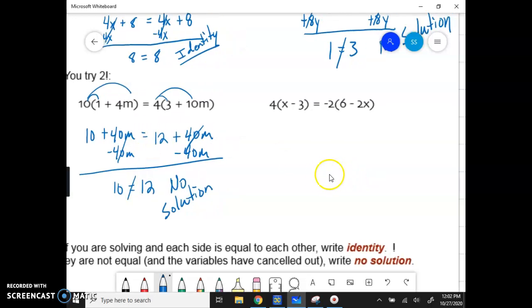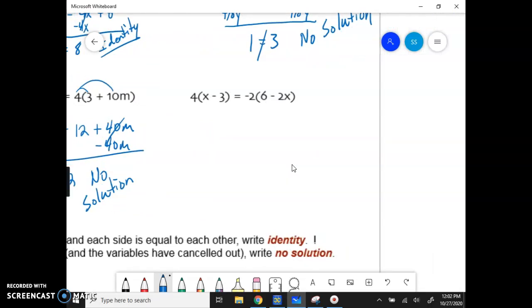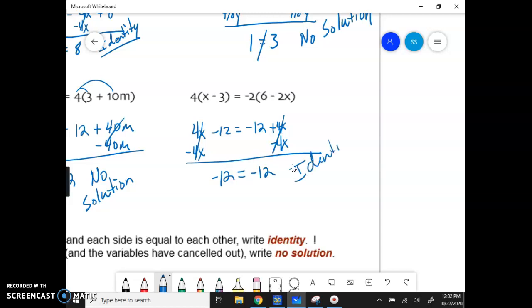Next one here. Go ahead and distribute these out. We'll be left with 4x minus 12 is equal to negative 12 plus negative 2 times negative 2x, which is positive 4x. Now go ahead and eliminate the 4x, the term with the variable, and it cancels out again on both sides, and I'm left with negative 12 is equal to negative 12. So this one here is identity, or all real numbers.